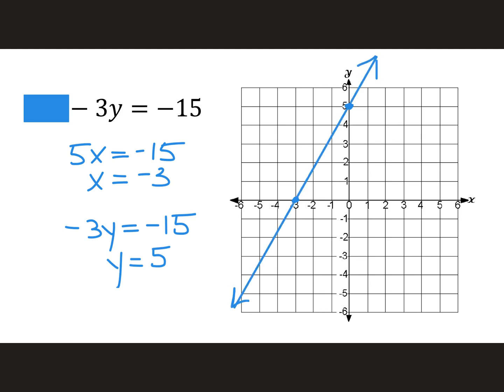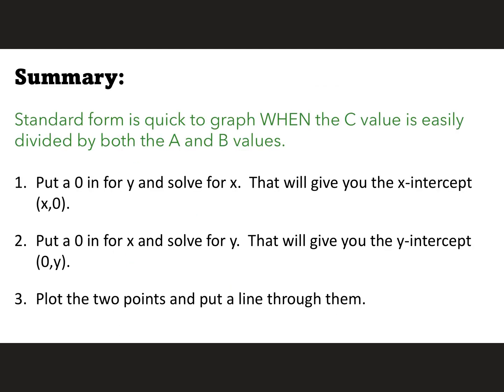So what do you think? Do you like this method of graphing standard form, or would you like to just convert it to slope-intercept form and use that method? So here's a quick summary of what we did. Standard form is quick to graph when the C value is easily divided by both the A and B values, which is what I've shown the last several examples.